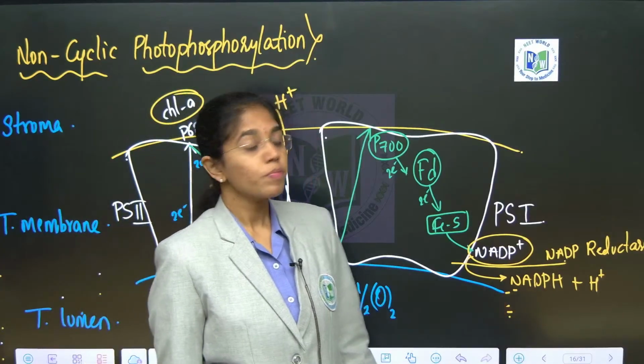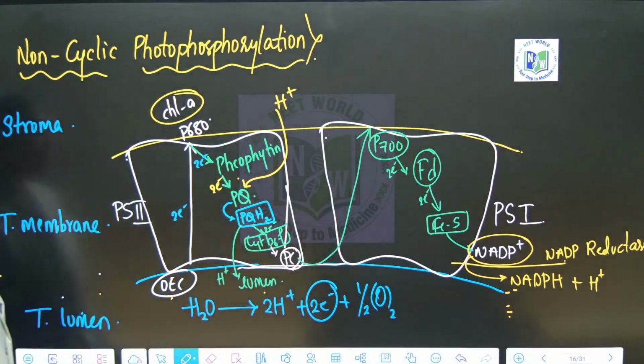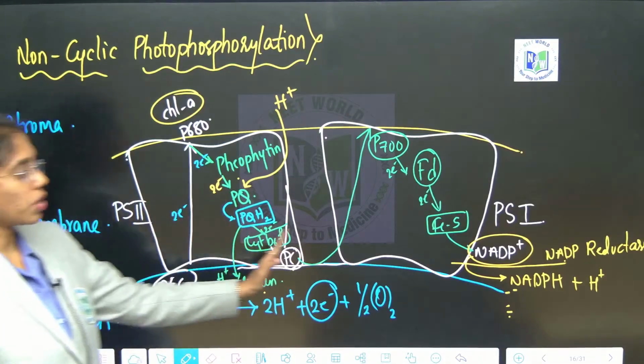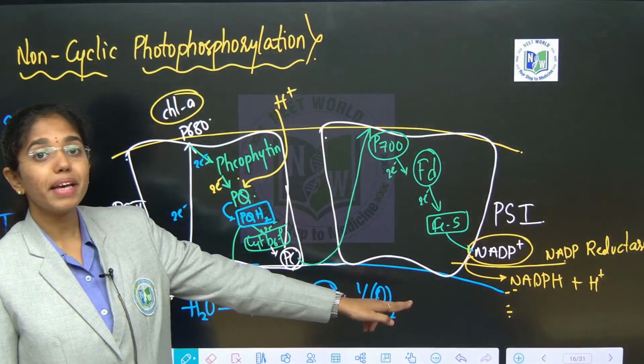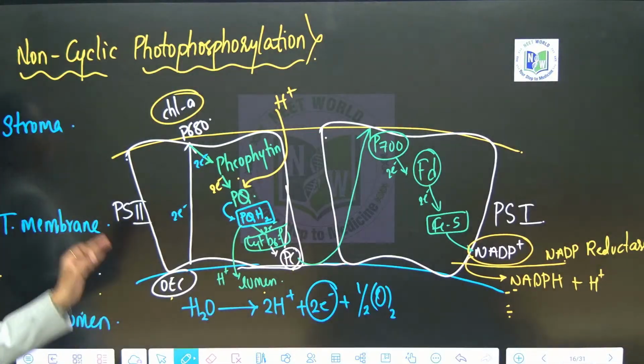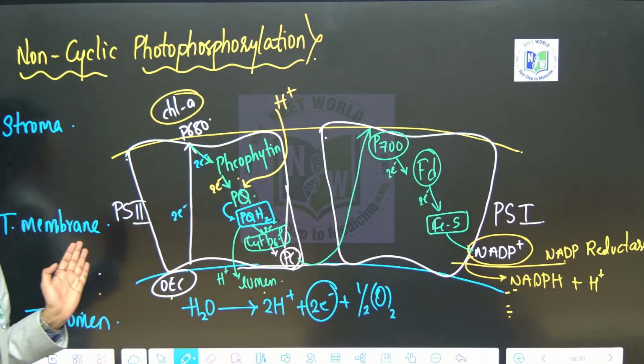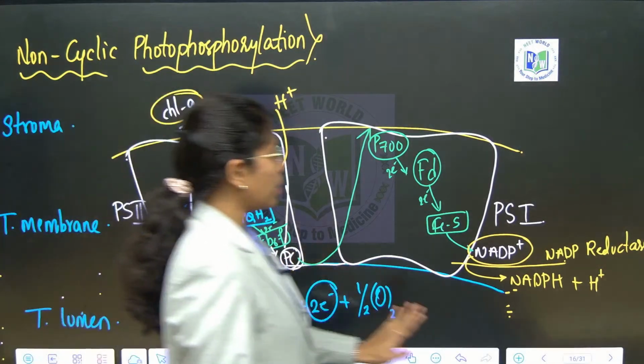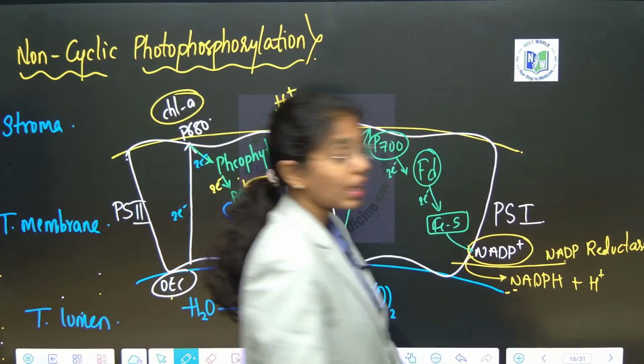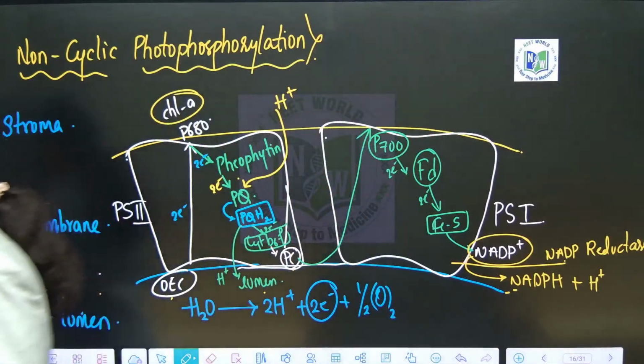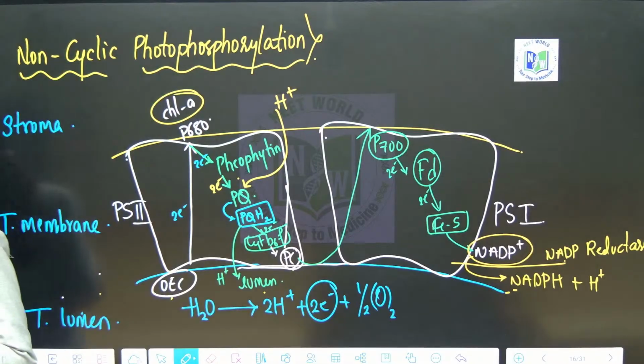NADP reductase is the enzyme which is reducing NADP plus to NADPH plus H plus. So at the end of non-cyclic photophosphorylation in this process, you can see NADPH formation, but there is no ATP formation that you have observed till now, right? Now we will see ATP formation. Till here everything is clear, right? Any doubt anywhere, you can drop a message in the chat box. Any doubt anywhere, you can ask me.